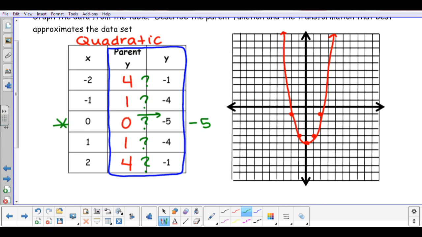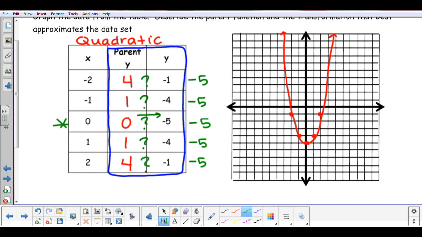So that's my first guess at my transformation. So let's check it with the other points. Is 4 subtract 5 -1? Yes. Is 1 subtract 5 -4? Yes. And is 4 subtract 5 -1? Yes. Okay, so the whole way down, I subtracted 5 from each point.